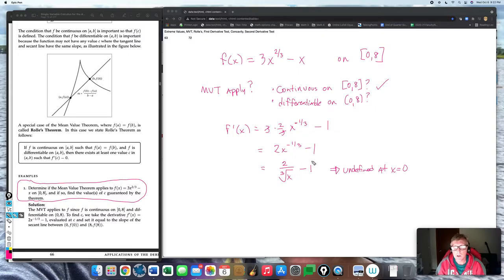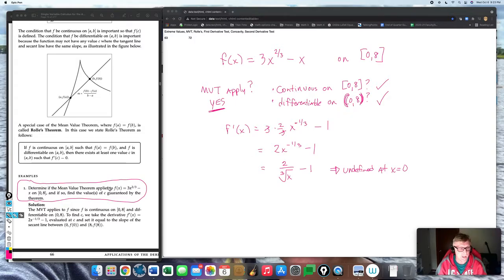Okay. But remember, it only has to be differentiable on the open interval from 0 to 8. So I'm not including x equals 0 on this open interval. So once I get past 0, my derivative is good. So the answer to this is yes. The mean value theorem applies. Okay. X equals 0 doesn't make the function discontinuous, and I don't even get to use it for the differentiability condition, right? I'm only looking at the open interval from 0 to 8.